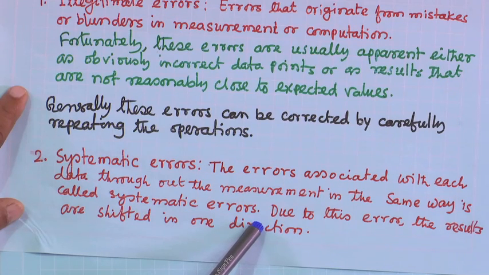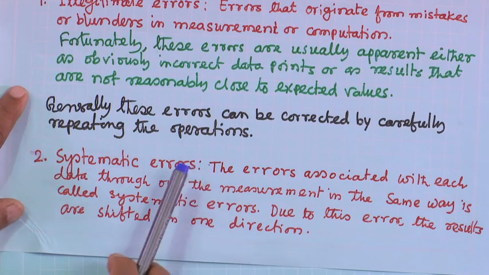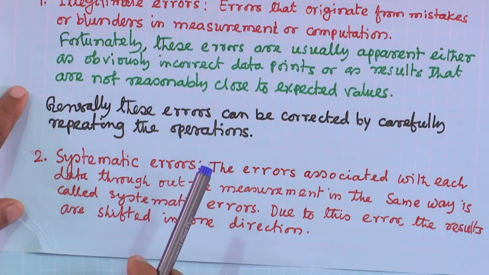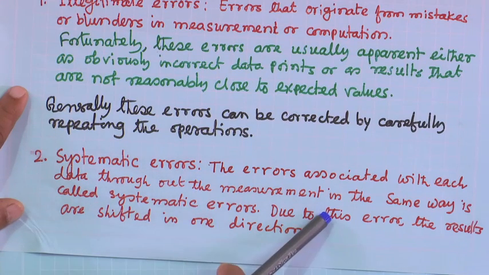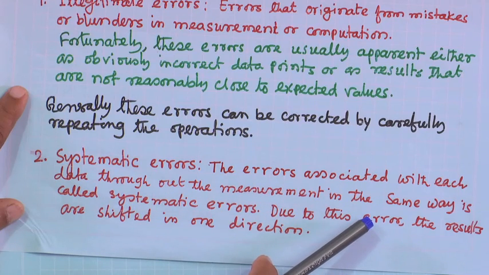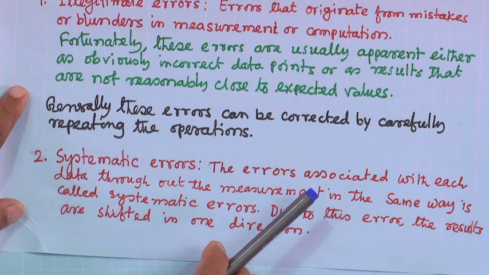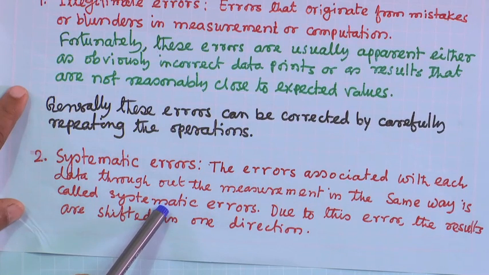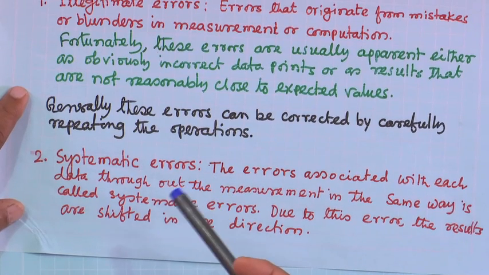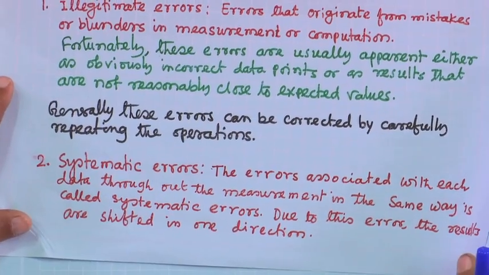This type of error is associated with each data point and in the same way. Okay. So, this is the systematic error, and due to this error the results are shifted in one direction. I will give you examples, or rather the sources of these systematic errors, that you can find out.